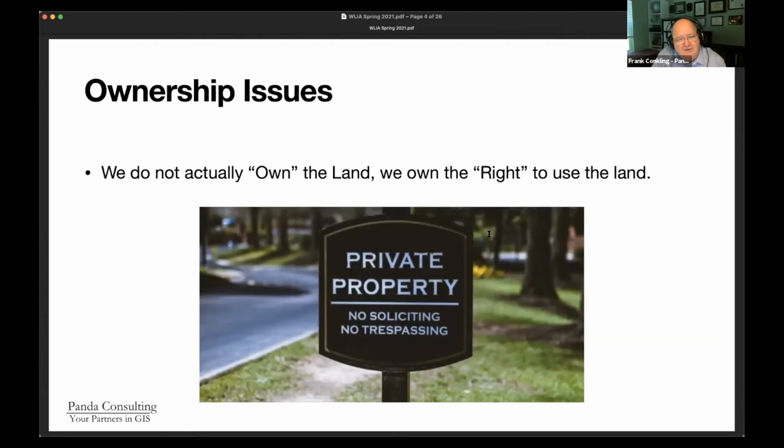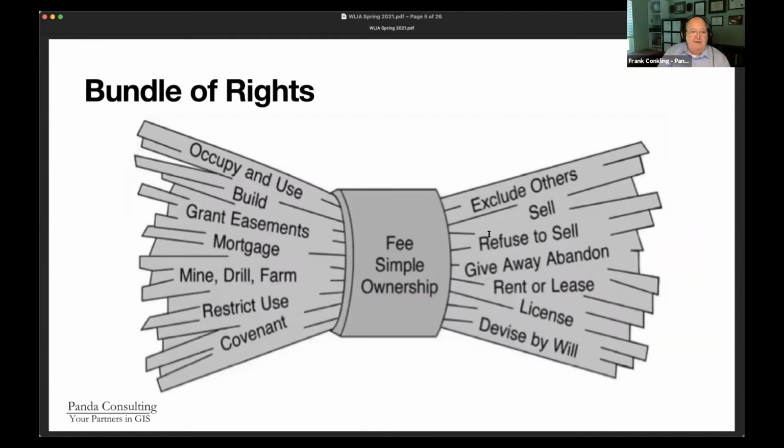Because the way we own the land is really misunderstood, at least by the general public for the most part, because we really don't own the land. What we actually own is just a right to use that land. It's really never about the physical ownership of it, but rather we have been conveyed through transactions the ability to use it for something.